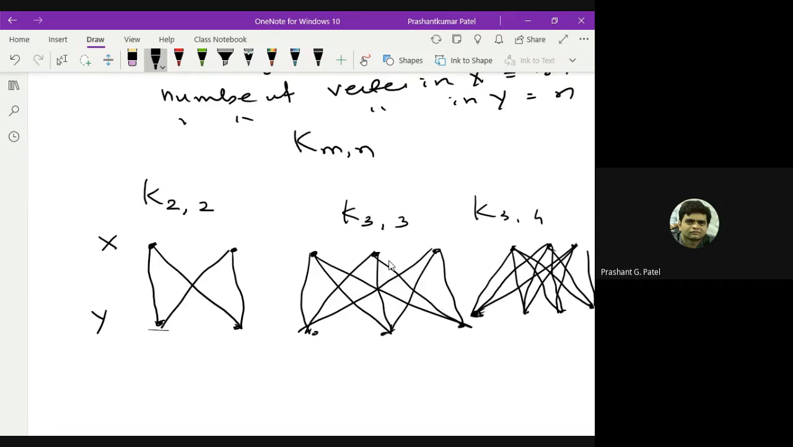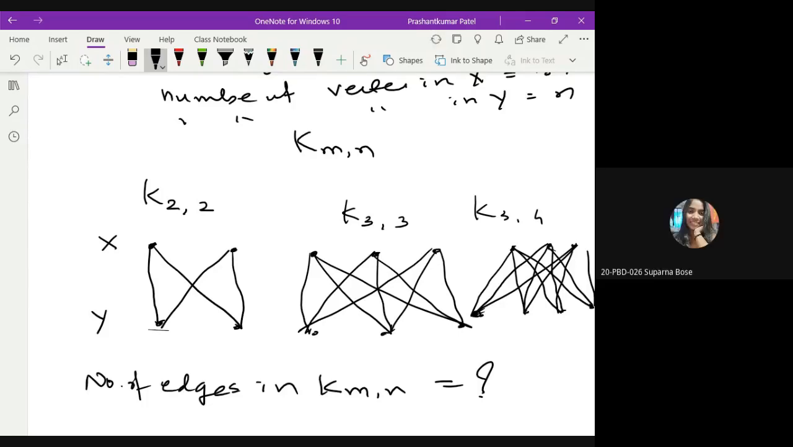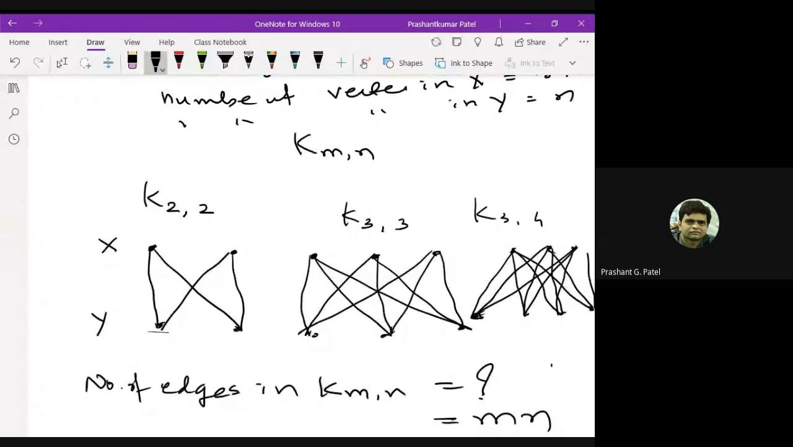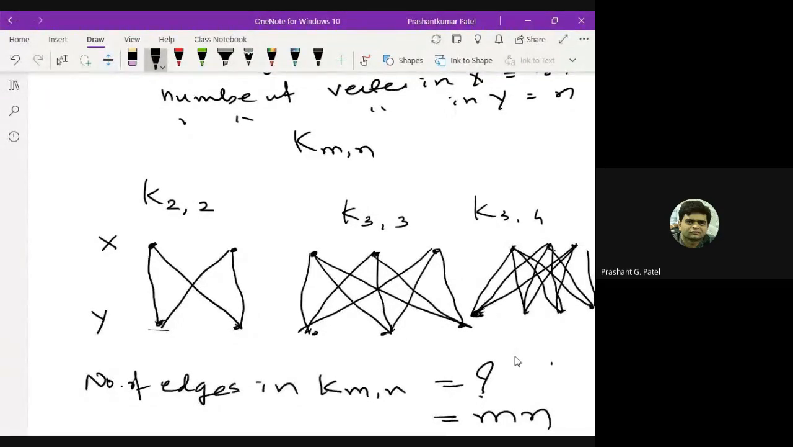The question can be asked, how many edges should there be in KMN? As per the definition, M into N. M into N. Okay, that is easily seen from the definition. Fine.